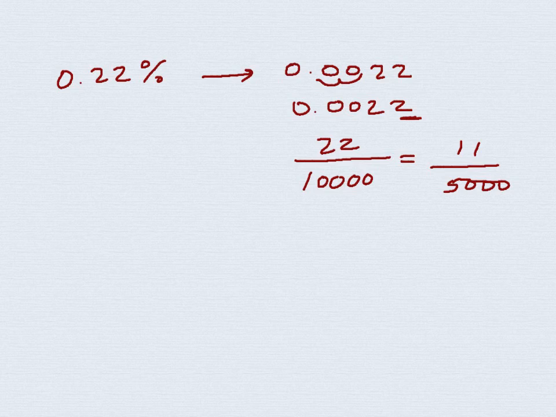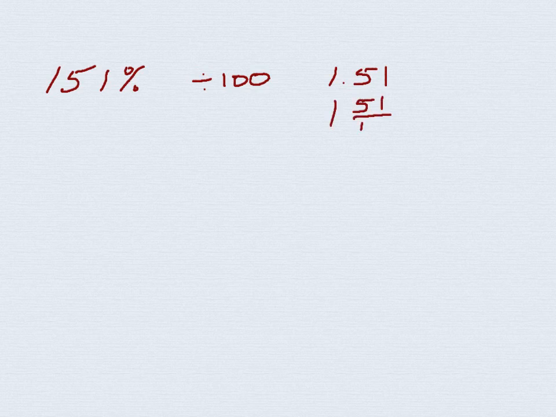A couple more examples. If you had growth, say, of 151%, your business is on fire. Percentages to decimals, same rule every time: divide by 100. That's the same thing as saying 1.51 as a decimal. To change that into a fraction, it's a whole number 1 and 51 over 100. And that is already reduced, so that's your final answer: 1 and 51 over 100.